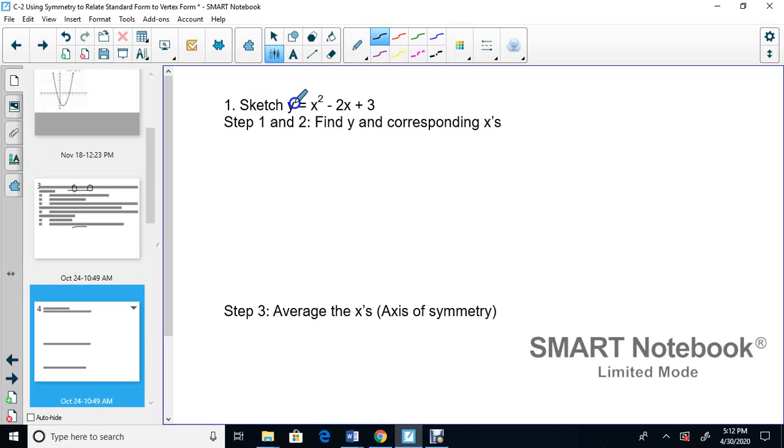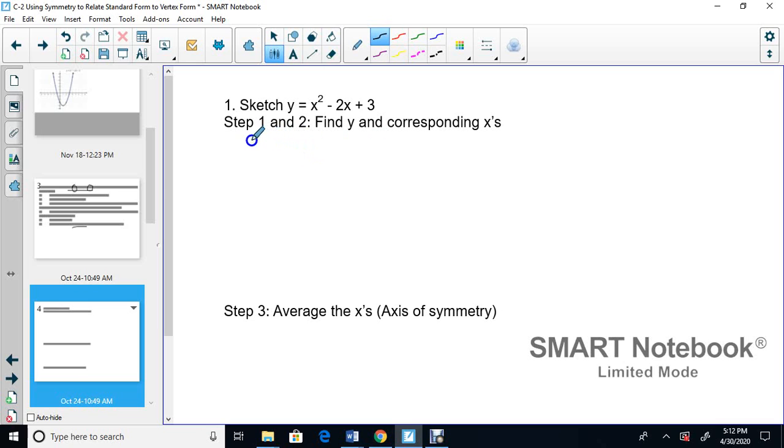Very first one, sketch y equals x squared minus 2x plus 3. Now, this one, if you were to graph, is probably going to be off the graph and probably has no x-intercepts, or they're decimal x-intercepts. So this method you can use all the time. There are cases where there's no x-intercepts, and you'd have to use this method only.